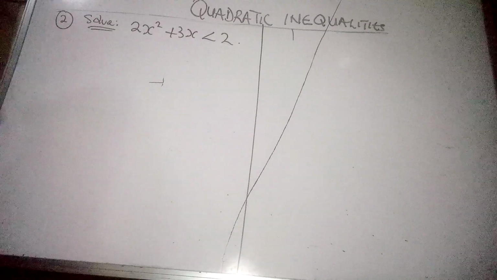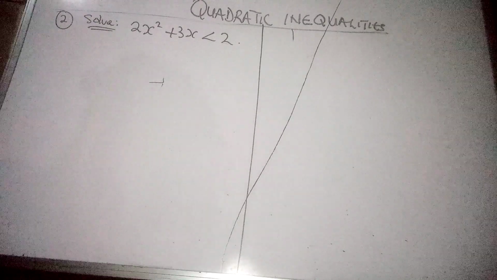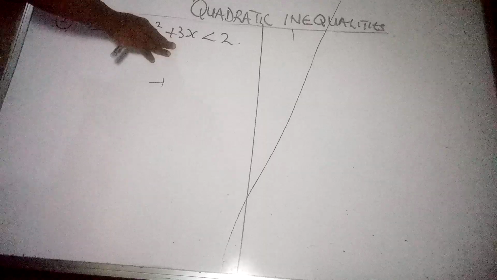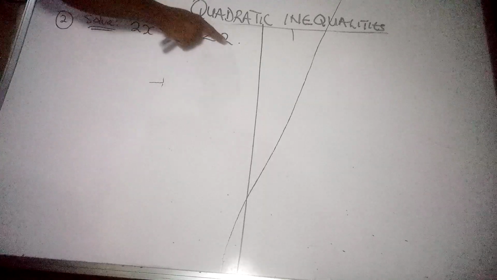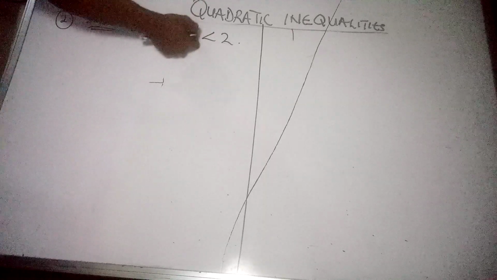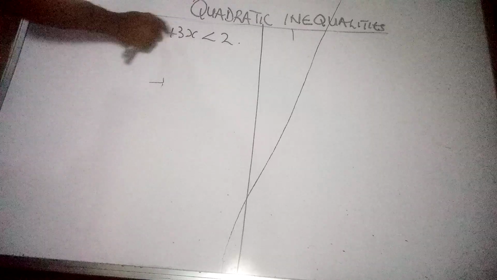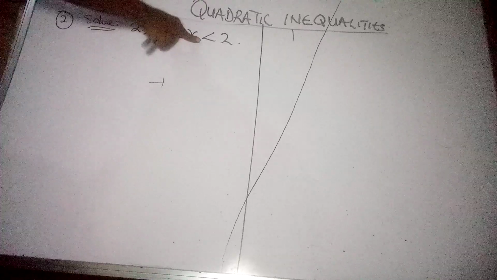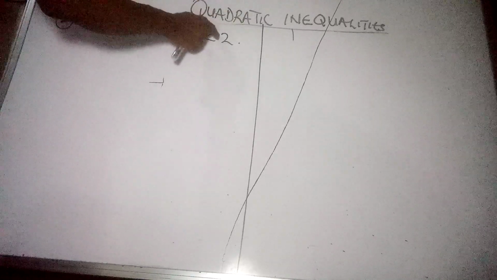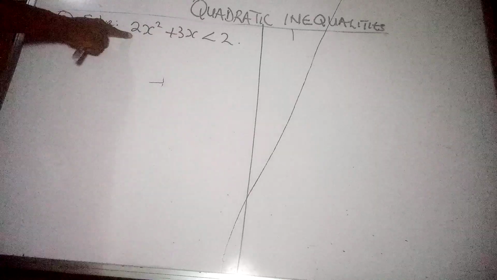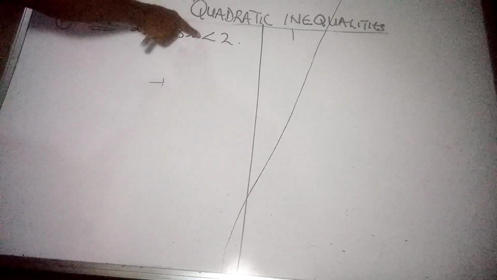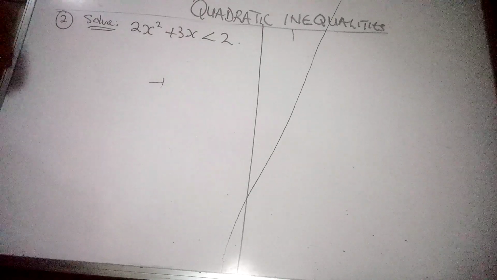Now, let's have a look at this. 2x squared plus 3x less than 2, because the pointed end is pointing here. So anything you see at the pointed end is less than. Anything at the open end is greater than. So 2x squared plus 3x less than 2. We are asked to solve this.